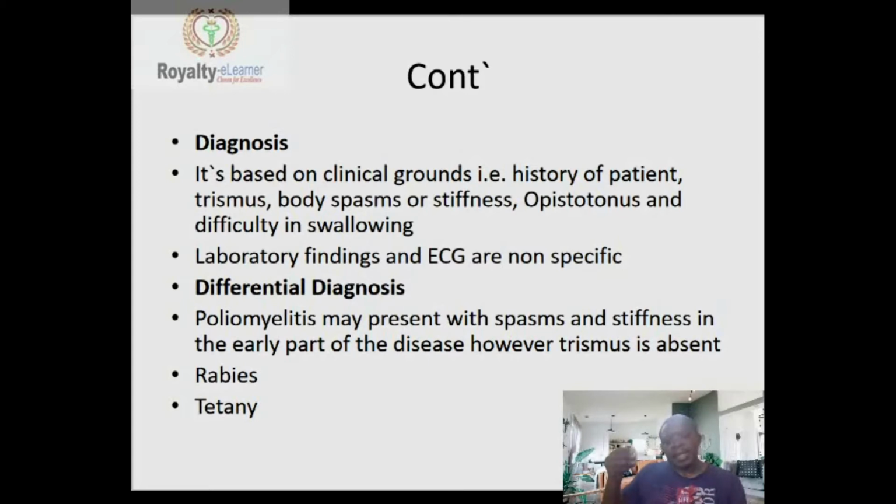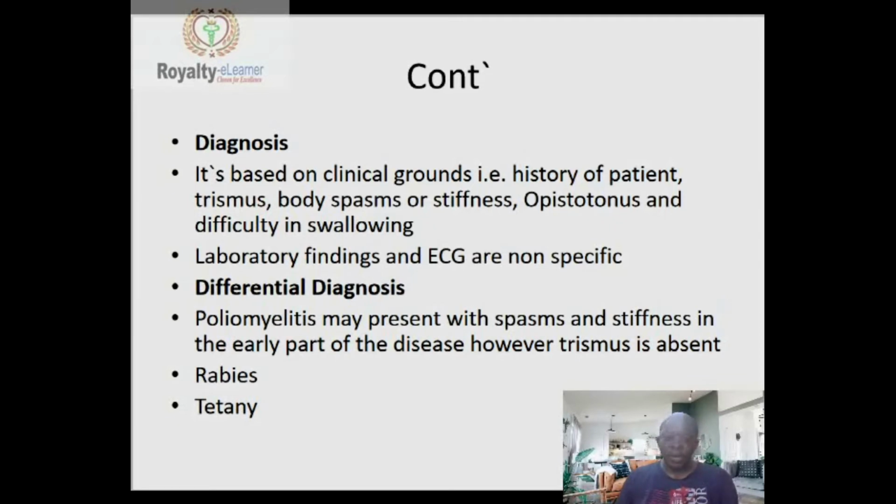Let's look now at the diagnosis of neonatal tetanus. It is based on clinical grounds, that is, history of the patient, trismus, body spasms or stiffness, and difficulties in swallowing. So mostly diagnosis is based on these cardinal clinical features of tetanus. Otherwise, the blood findings and ECG are non-specific, but they are done just to evaluate cardiovascular involvement.